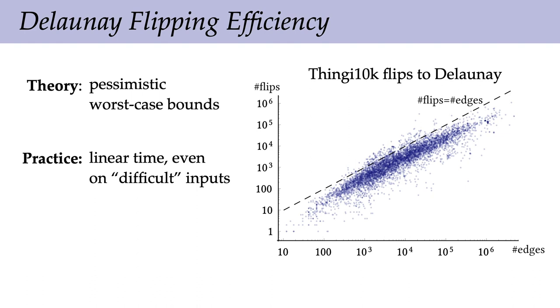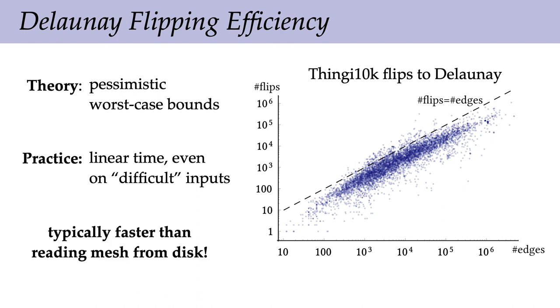The trend is extremely linear, and there are no outliers where the number of flips is dramatically more than a small factor of the number of edges. Generally speaking, these Delaunay edge flips take less time than just reading a mesh from disk, usually just a few milliseconds, even on pretty large models.